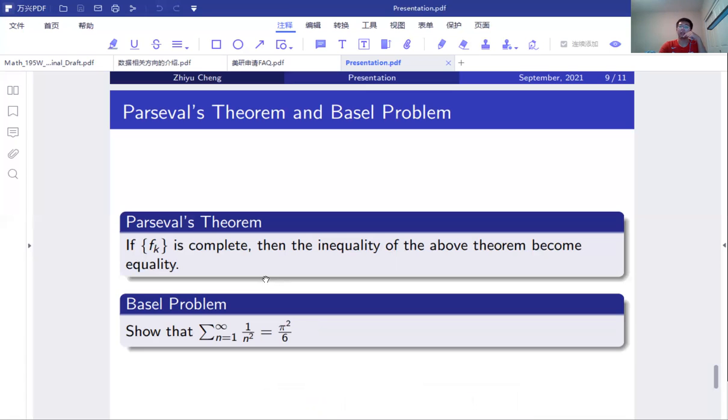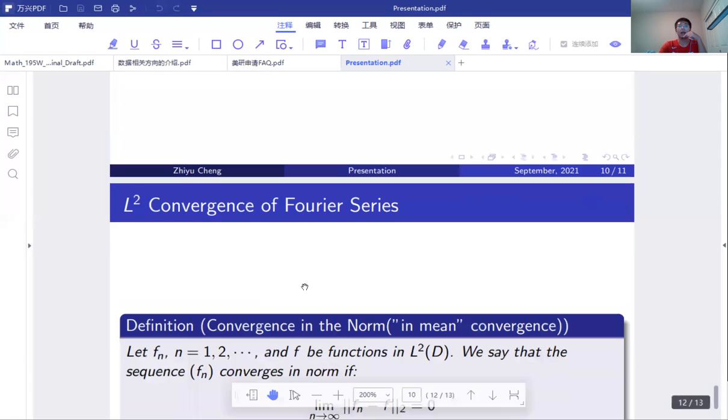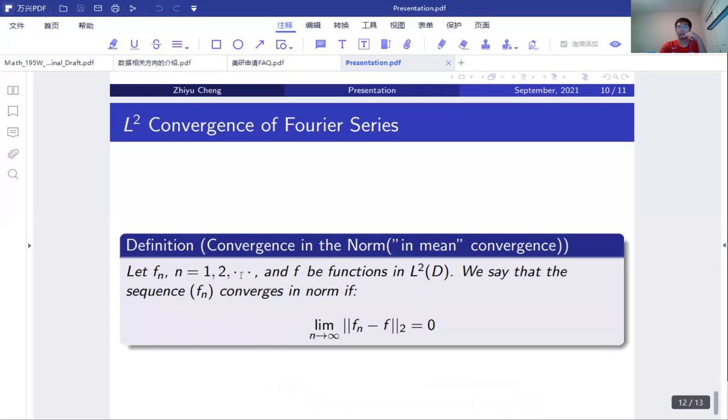Now we want to prove the L2 convergence of Fourier series. The definition of L2 convergence is that for a sequence f_n and a function f in the space L2(D), where D refers to a subset of the real number set, we say that the sequence f_n converges in norm if it satisfies the following: the norm of f_n minus f goes to 0. This 2 means the square root of the sum of the squares of each term in this function.